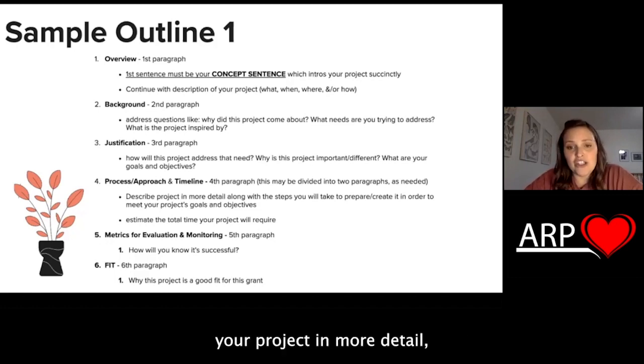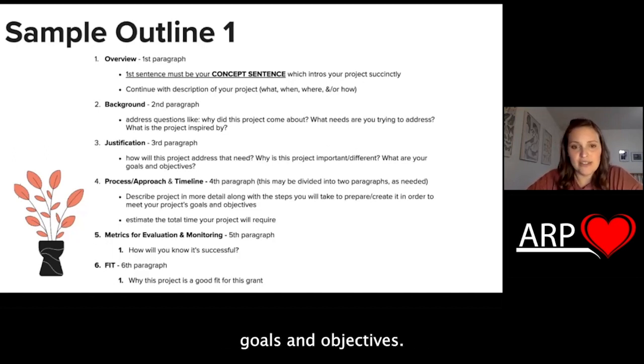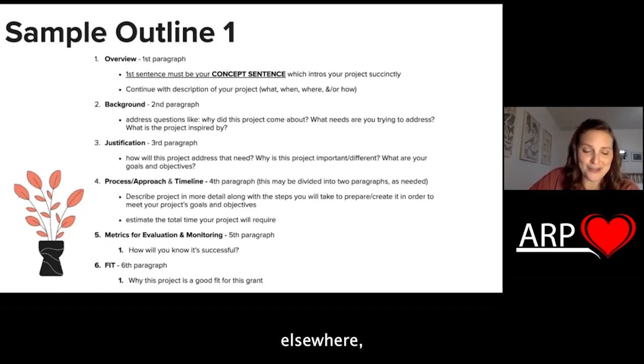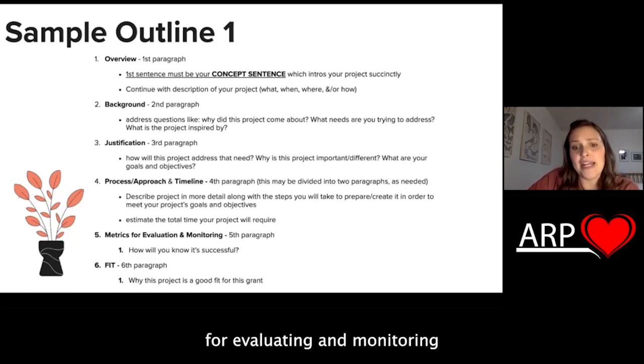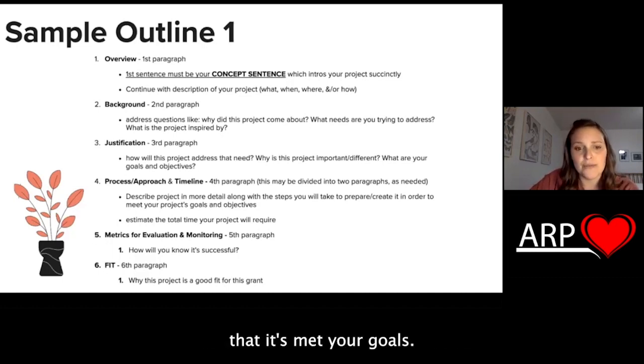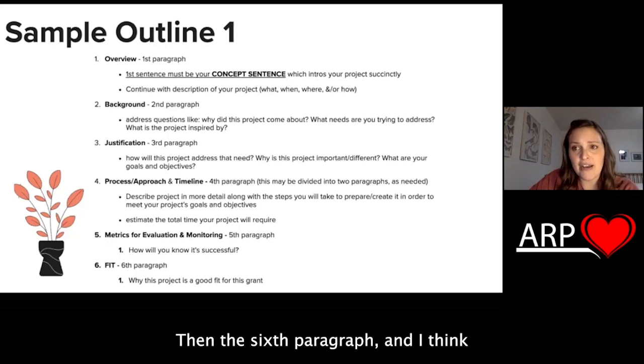You'll describe your project in more detail along with the steps you'll take to prepare or create it in order to meet your project's goals and objectives. And you'll estimate the total time your project will require. Fifth paragraph, again, if not addressed elsewhere, is your metrics for evaluating and monitoring. How will you know that this project is successful, that it's met your goals? Then the 6th paragraph, and I think fit is a good thing to end on always, is why this project is a good fit for this grant, again, if not addressed by a separate question.